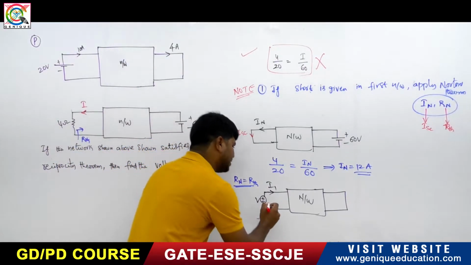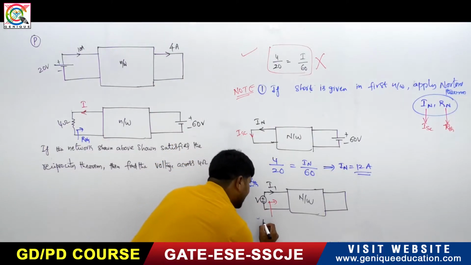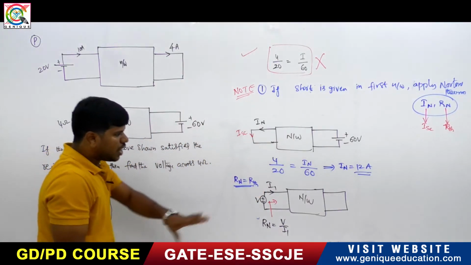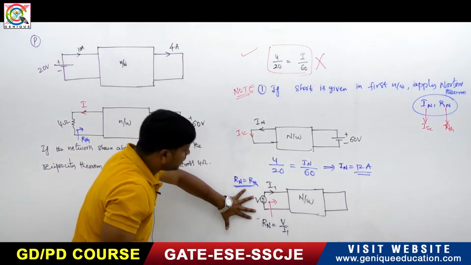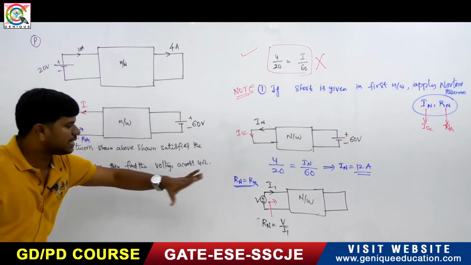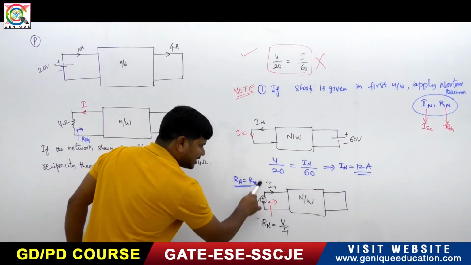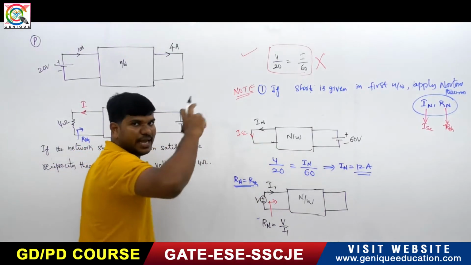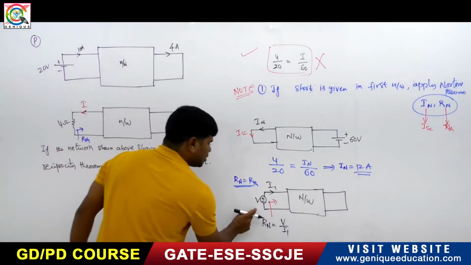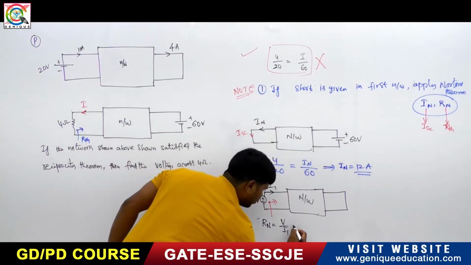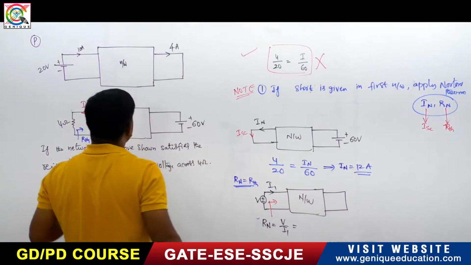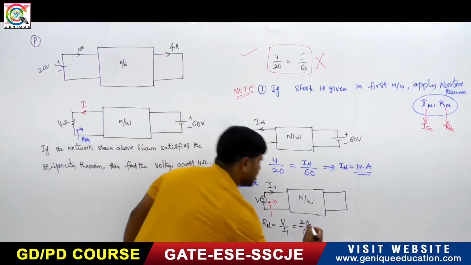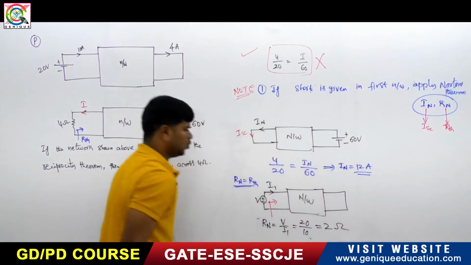Now, how can I find RTH? RTH or RN is equal to V divided by I1. If you observe, this circuit looks like this one only. This is the excitation and this is the response. The response to excitation ratio is constant for a reciprocal network. So the excitation to response ratio is 20 divided by the response of 10 amperes. So RN is equal to 2 ohms.